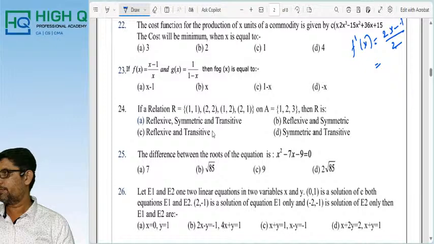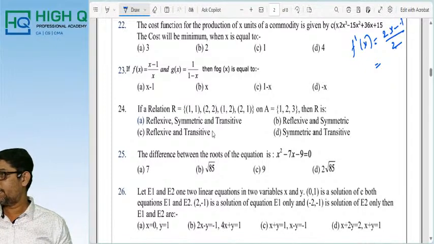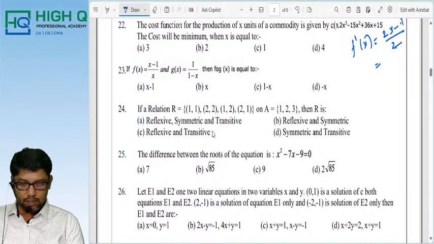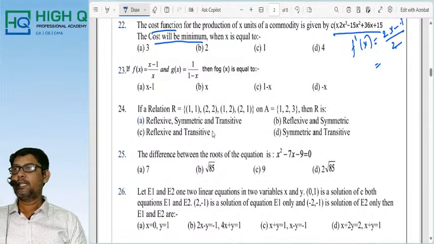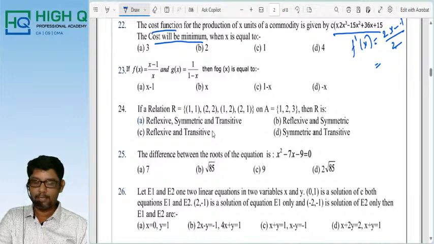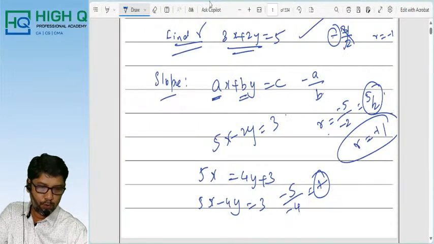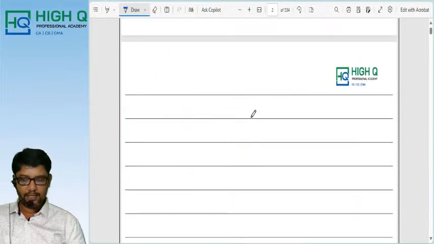Again, derivatives question. Expect this type of question in the exam. Cost function is given. Cost will be minimum. That means this is of maxima or minima type. You know what is maxima minima. Those who don't know, at least learn now.